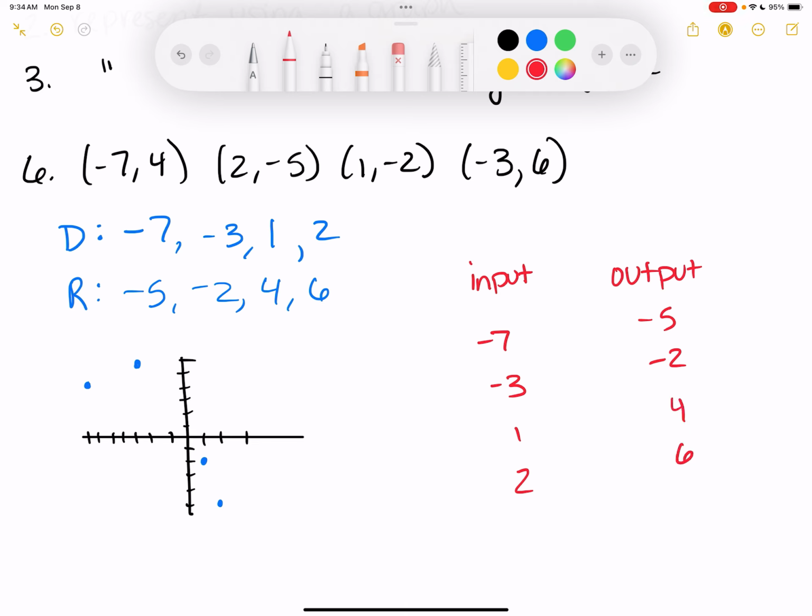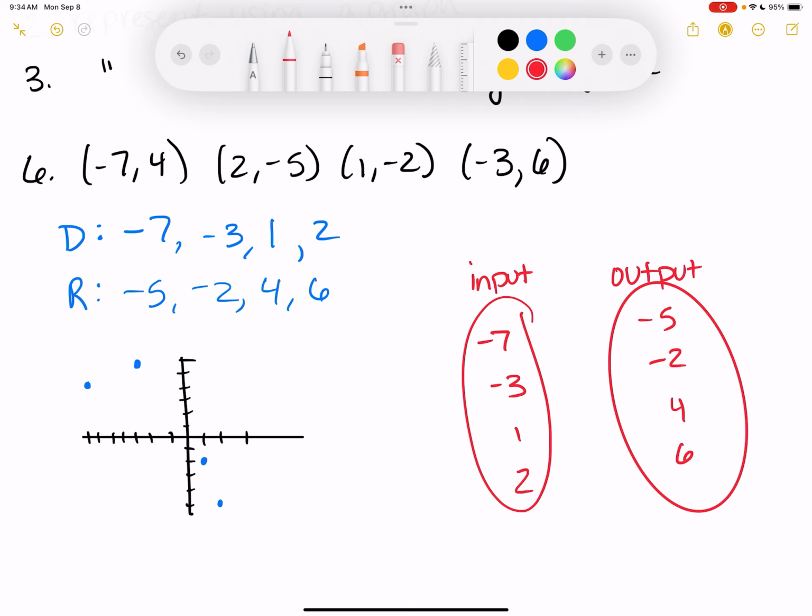Circle the two columns of numbers. And then we are connecting with what they go with. So -7 goes with 4. -3 goes with 6. 1 goes with -2. And 2 goes with -5.